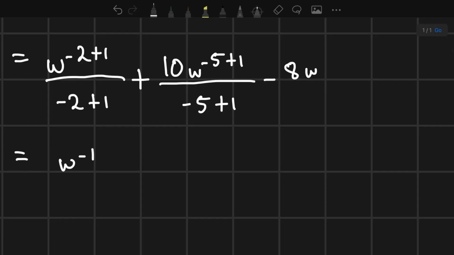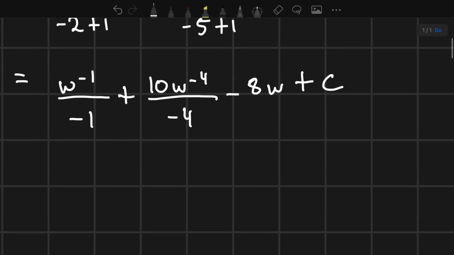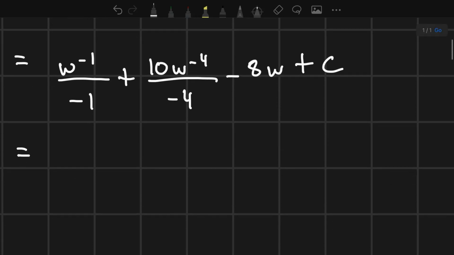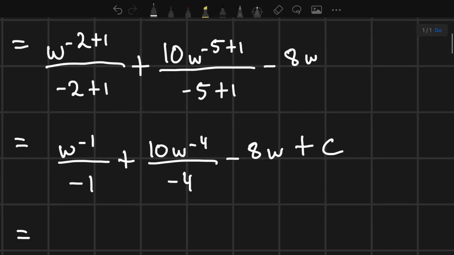So that's just going to give us -1 over -1, plus 10 over w to the power -4, divided by -4, and minus 8w because we already integrated that, plus c. We can simplify this further so it looks mathematically better.